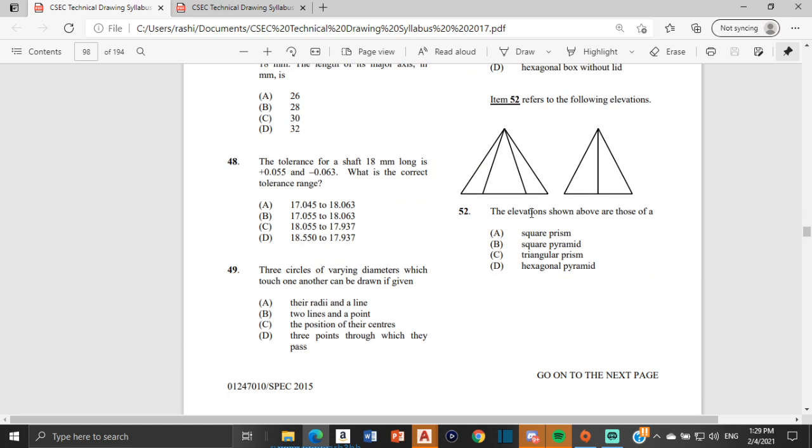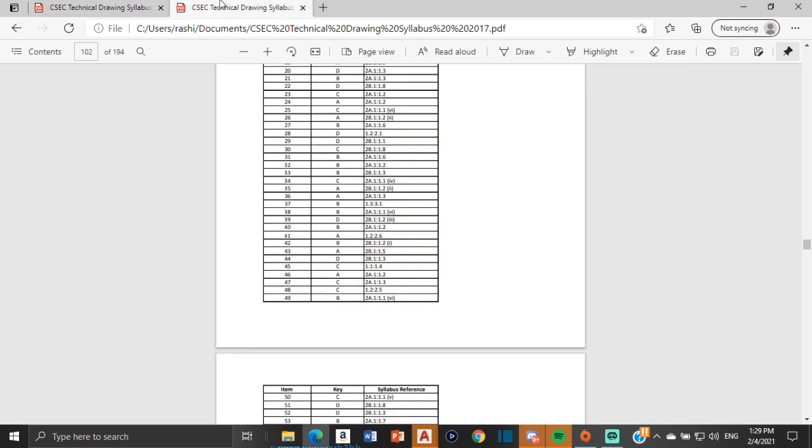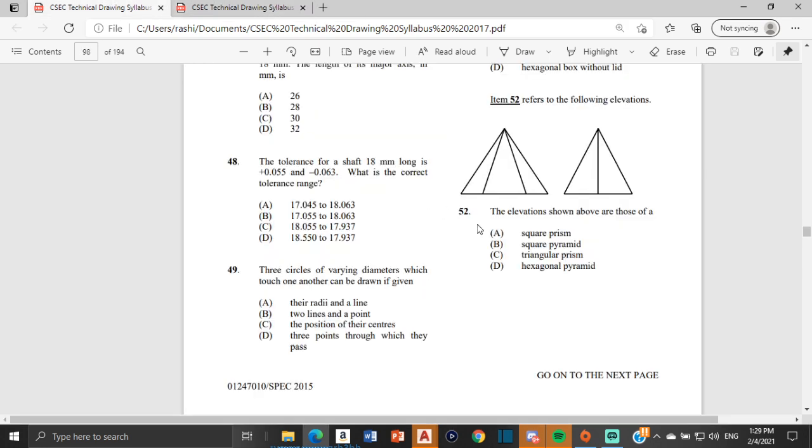Number 52 refers to the following elevations. The elevations shown above are those of a square prism, square pyramid, triangular prism, hexagonal prism. The answer would be a square pyramid, but let me see. Number 52 is D, a hexagonal pyramid. The reason why it's a hexagonal pyramid is we're seeing 3 sides here, and if you're seeing 3 sides in one view, it has to be a hexagon, because that means the next 3 sides are in the next view. Alright, so that's the reason.